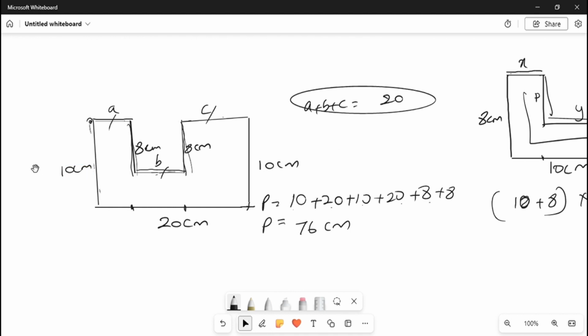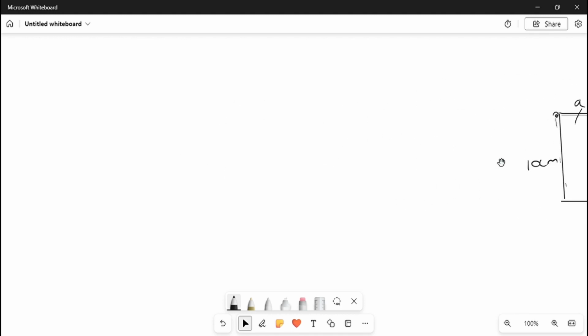the perimeter of a circle. A circle, you know, it doesn't have a straight edge. A circle is something round with the radius. We call the radius R. This is the center point O, radius R.